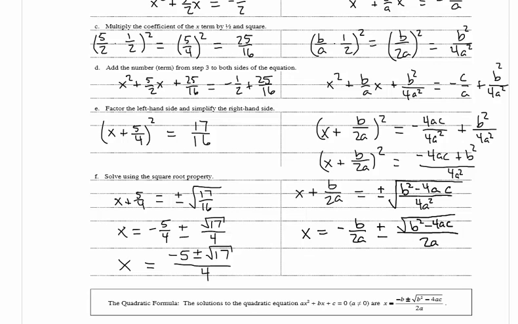And now we have common denominators, so I'm going to rewrite this one more time as x is equal to negative b plus or minus the square root of b squared minus 4ac all divided by 2a, which is our quadratic formula. And that's all for this video on the derivation of the quadratic formula.